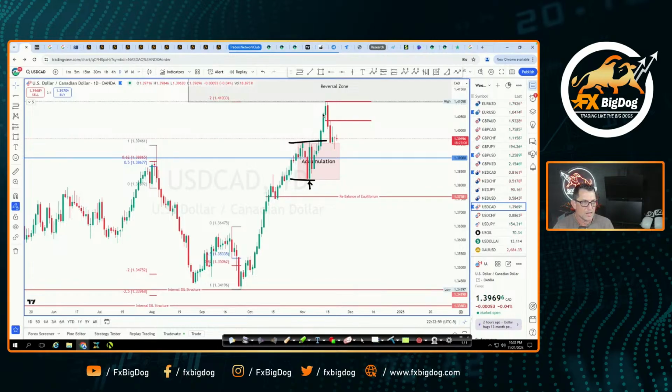So we had price breaking out. Price came into our 2.5 deviation, so minus 2 and minus 2.5 deviation. We found resistance. This is what I call my reversal zone. Found the market, but then it's come back down to retest this and we're starting to bounce here.